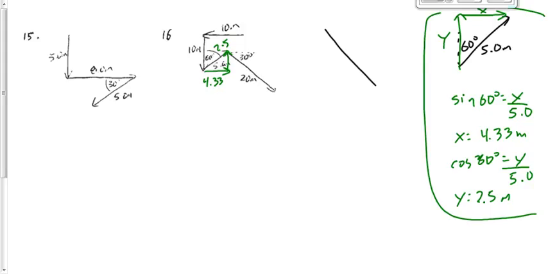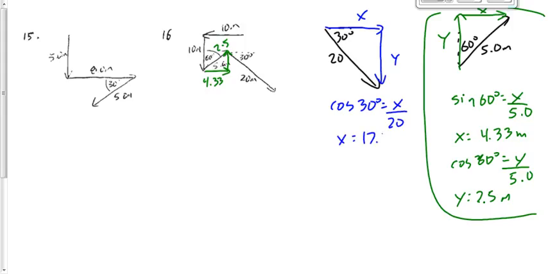This time we have 20 meters at 30 degrees here. Here's X, here's Y. Which side of the triangle is the X component this time, Jillian? Opposite, adjacent, or hypotenuse? Good. It's adjacent, so we're going to use the cosine function. Cosine 30 degrees is equal to adjacent over hypotenuse. That's 17.32. Sine 30 degrees is equal to opposite over hypotenuse.